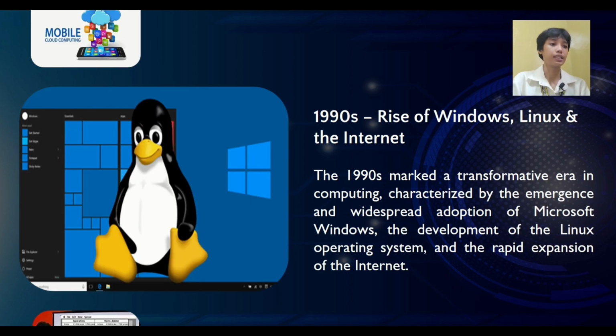And we have here the rise of Windows, Linux, and the internet. This happened in the 1990s. It marked a transformative era in computing characterized by the emergence and widespread adoption of Microsoft Windows, the development of the Linux operating system, and the rapid expansion of the internet. So at least nowadays, we still have Windows, Linux, and the internet. In the 1990s, that started. And the graphics that we can see here are already clear.